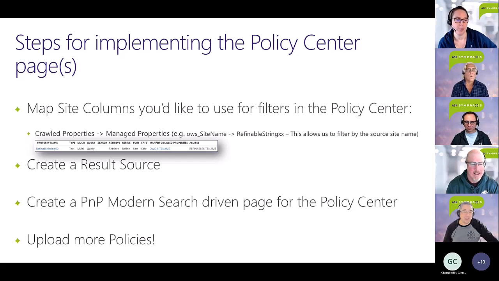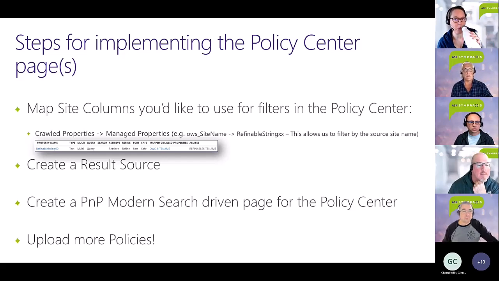One other comment on this slide. You see that refinable string 00 is set to OWS. The crawled property mapped to it is OWS_site name. When I start working in a new tenant, I almost always do that mapping before we even talk about doing a policy center, because using the site name as a filter in an intranet especially is a really useful filter. And I always remember that it's refinable string 00. In cases where some mappings have already happened, I've got to remember it's refinable string 07 or something. So it's always nice to just have it at 00.